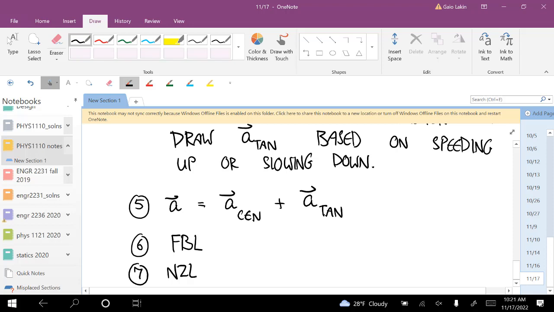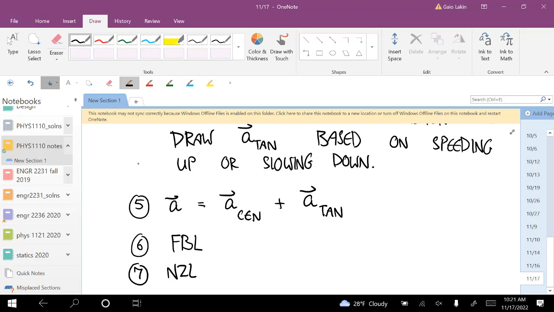Okay. You'll almost always have to do all these steps. Sometimes, like this first example problem I'm going to do, we're done once we get to step 5.